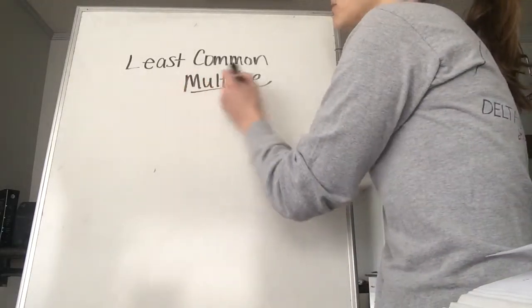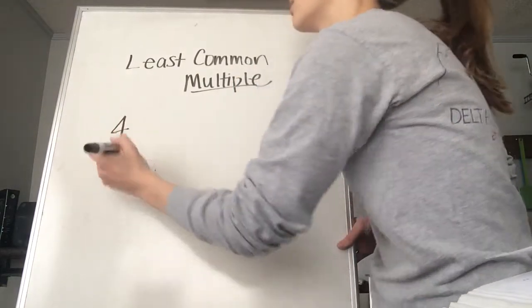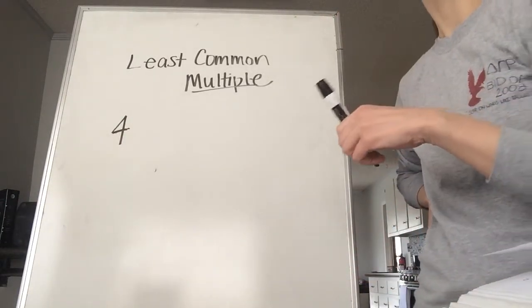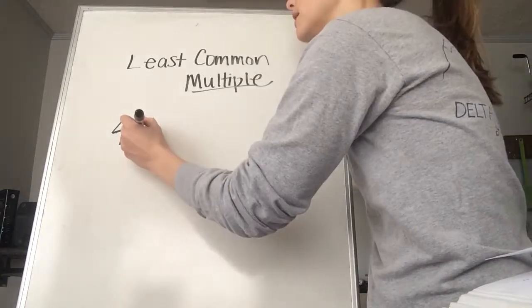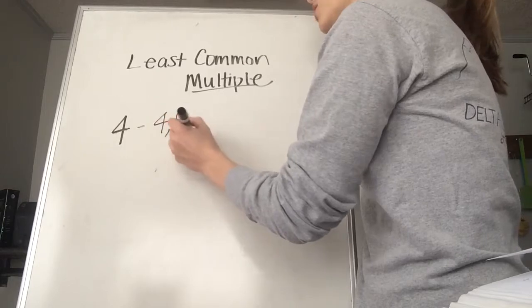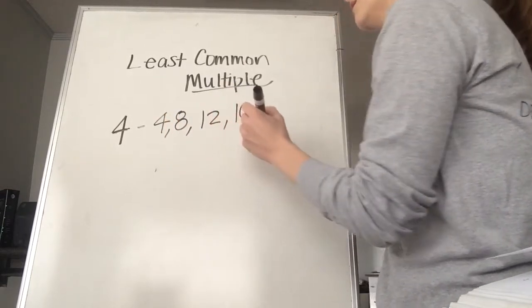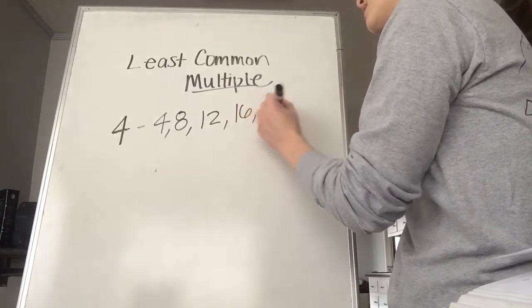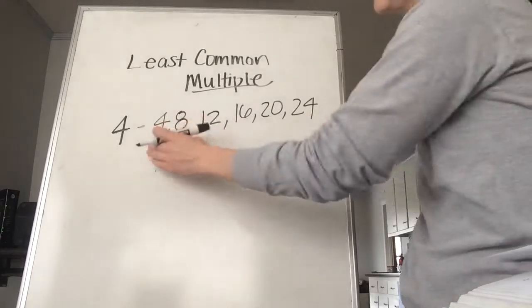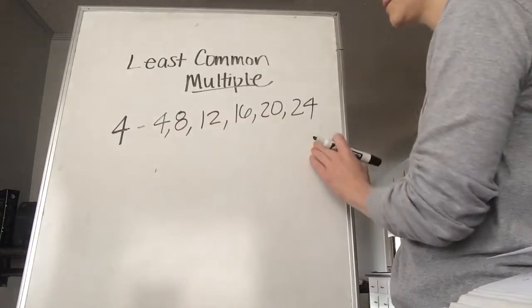Let's start with multiple. If you have a multiple, let's say, of the number 4, what is that going to be? So it's whenever you multiply the number. So for example, 4 times 1 is 4. 4 times 2, 8. 4 times 3, 12. 4 times 4 is 16. 4 times 5 is 20. 4 times 6 is 24. We'll stop there for a second. So these are all multiples of 4, meaning 4 times something gets you this.